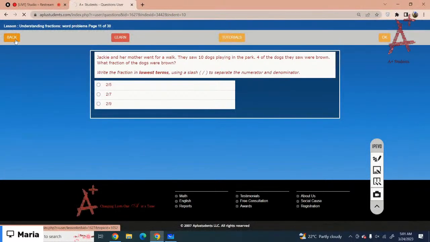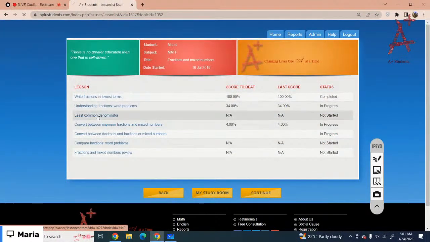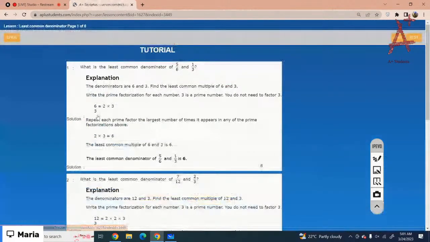And the next lesson is least common denominator. So let's just start with the next lesson, that is least common denominator. Okay, what is the least common denominator of 5 by 6 and 1 over 3? Got it? So just look at the denominators. Both the numbers have denominators 6 and 3. Got it? You need to find the least common denominator.